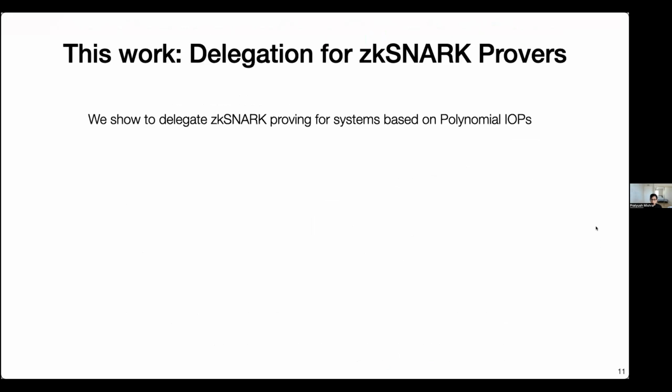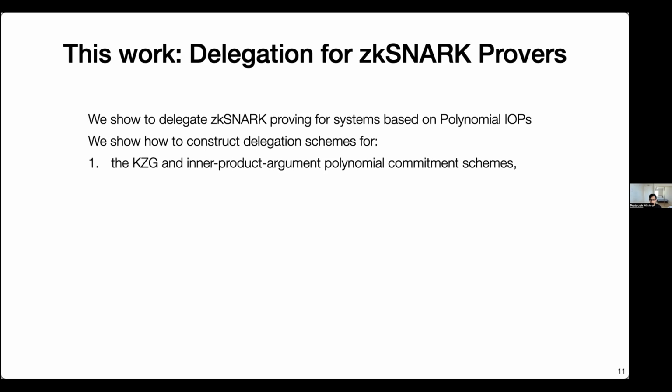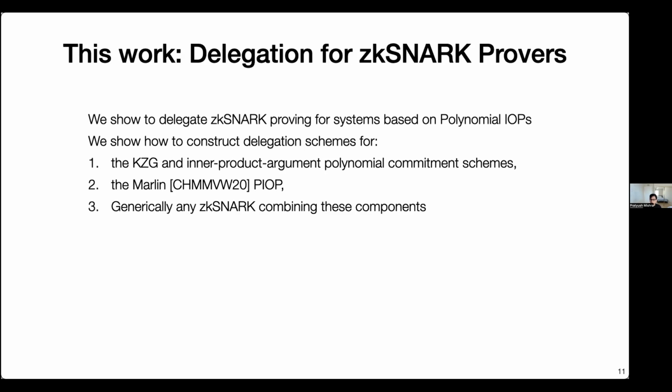All right. That's the task of this paper. So what we do in this paper is construct these delegation protocols for SNARKs that are based on polynomial IOPs. I suspect the techniques in this paper will also generalize to other systems, but we focused on polynomial IOPs because SNARKs based on polynomial IOPs are, I guess, the state-of-the-art system that everybody's using in practice nowadays. In particular, we show how to construct delegation protocols for popular polynomial commitment schemes, such as KZG and the Bulletproofs or IPA-based PC scheme, the Marlin polynomial IOP, but I suspect it should be easy to do it for, say, Plonk also. And then any SNARK which relies on these components.